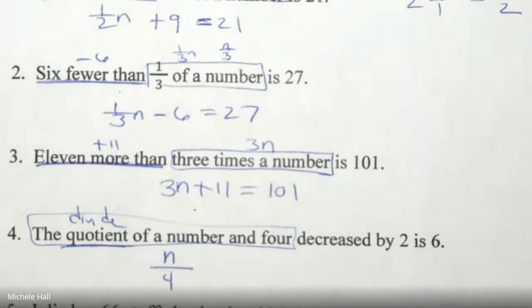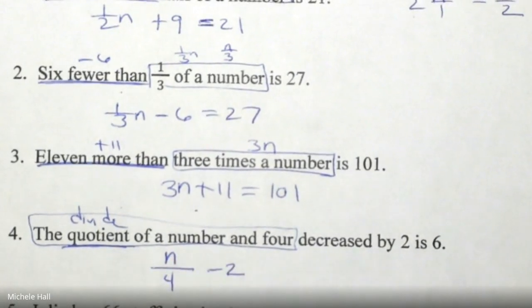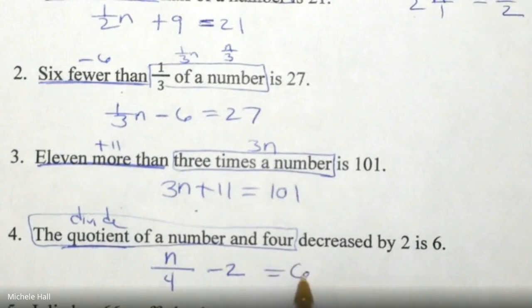We don't use the elementary symbol anymore in 9th grade. There's the quotient of n and 4 being decreased by 2. Aries, what's decreased by 2 mean? Exactly. There it is being decreased by 2, and it is 6.